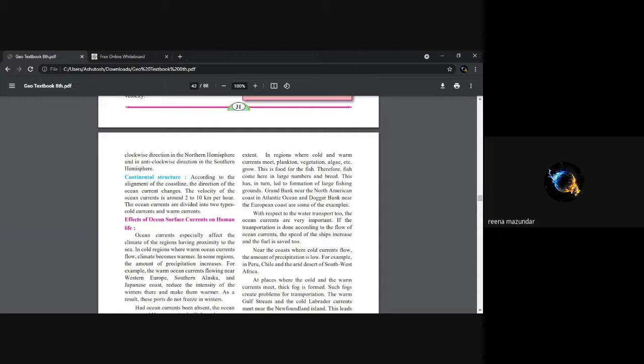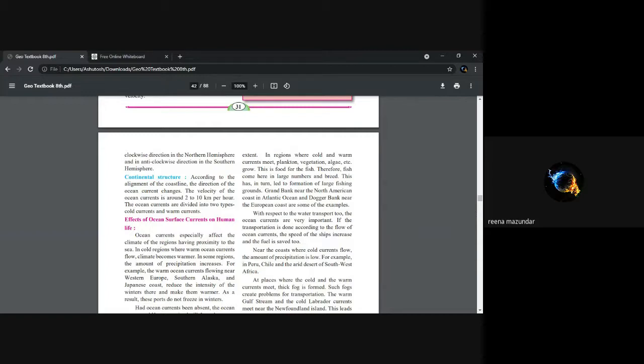Name some fishing grounds. Grand Bank near the North American coast in the Atlantic Ocean and Dogger Bank near the European coast are some of the examples. Examples of what? Fishing grounds. So you must say the complete answer: the examples of fishing grounds.